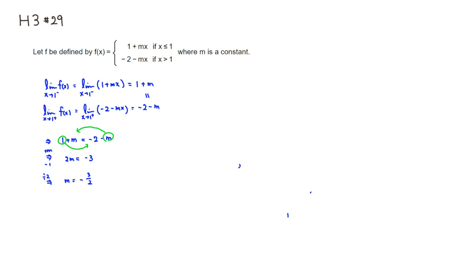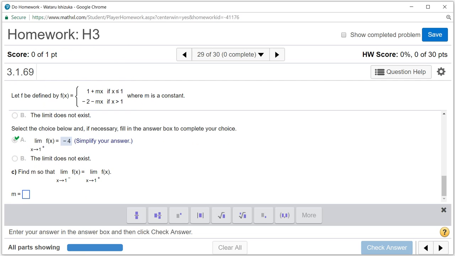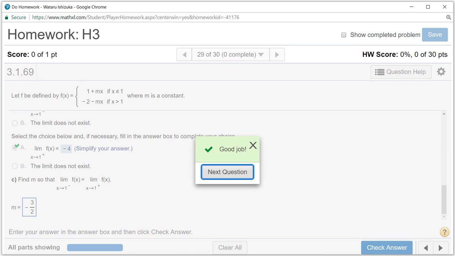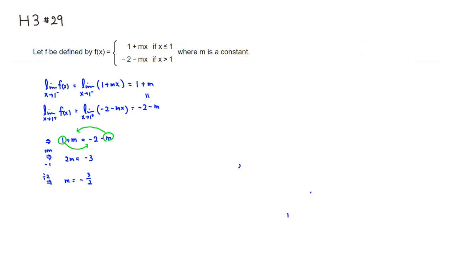Let's type it in. We got negative 3 halves. Check the answer. We got that. That's it. I hope that this was clear.